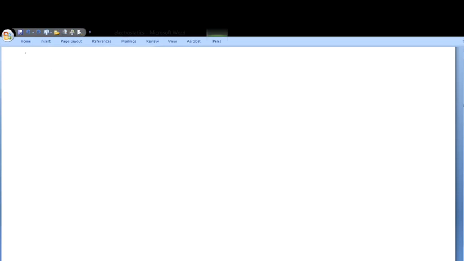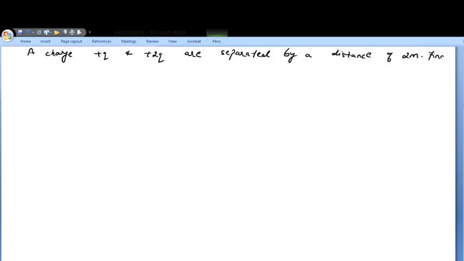Let's try to solve this numerical. It says that charges plus q and plus 2q are separated by a distance of 2 meters. Find the position of the null point from plus 2q. So let's try to answer this.